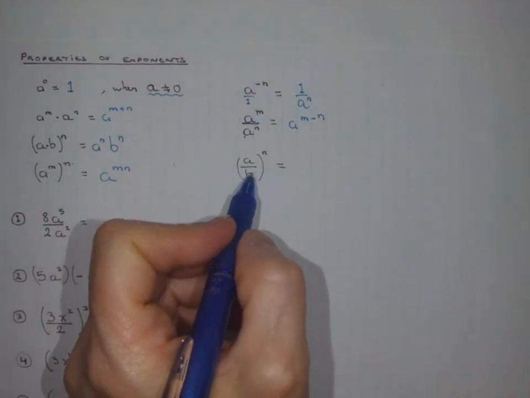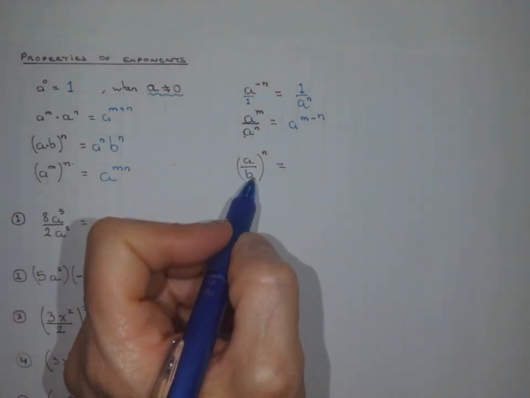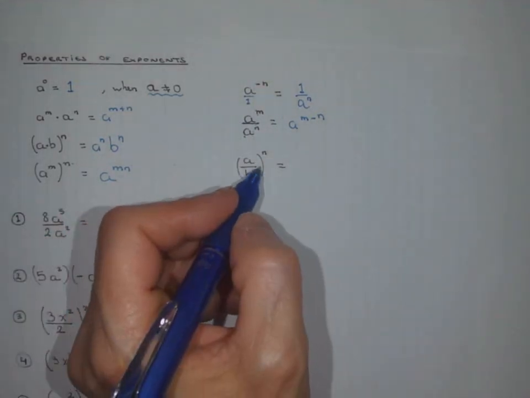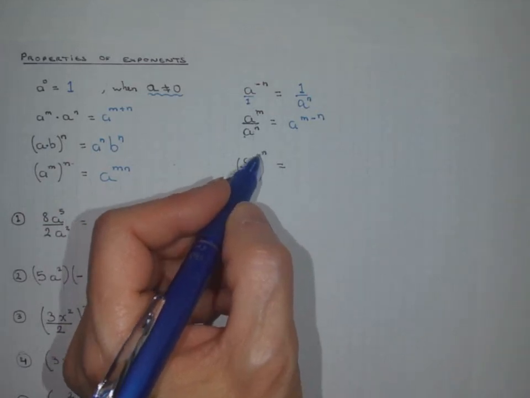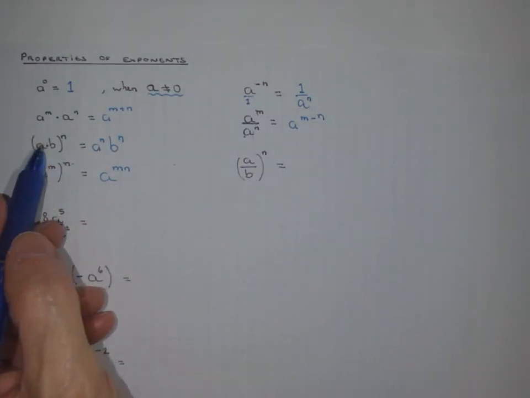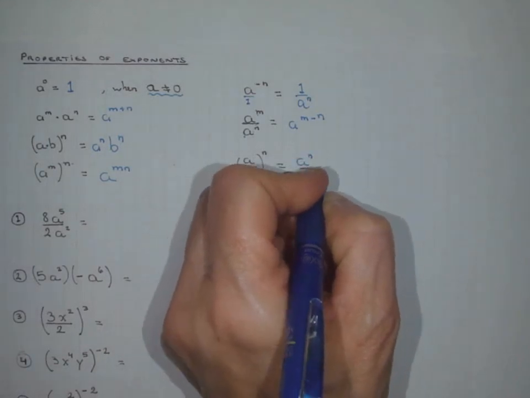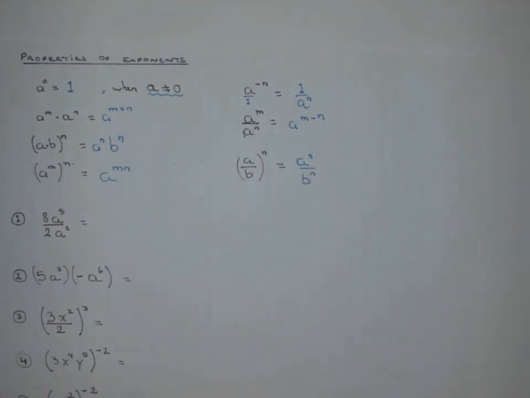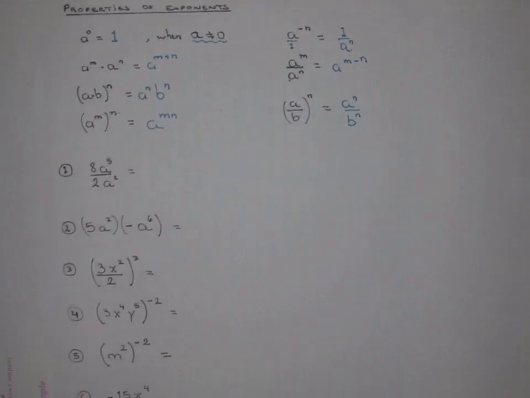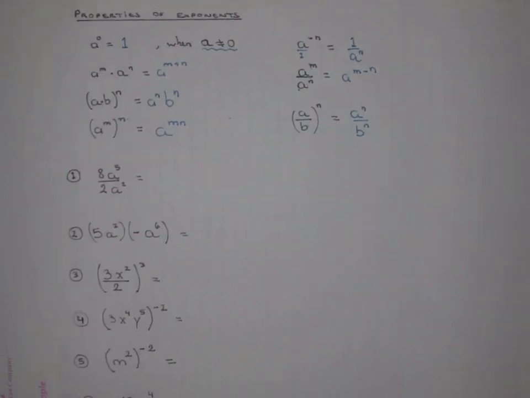When you have a fraction of some sort, whatever it is, to an n, we can actually distribute that exponent just like we could in the product here. So that would be the same thing as A to the n over B to the n. Alright, let's put that in action now. So those are the laws, and let's see how it works.